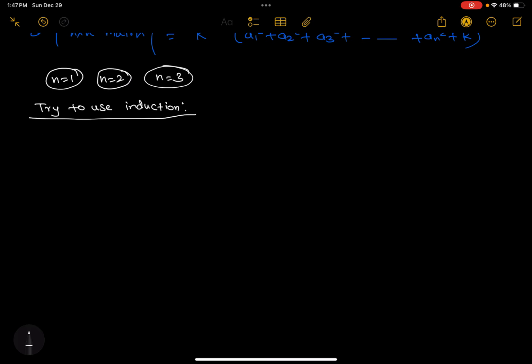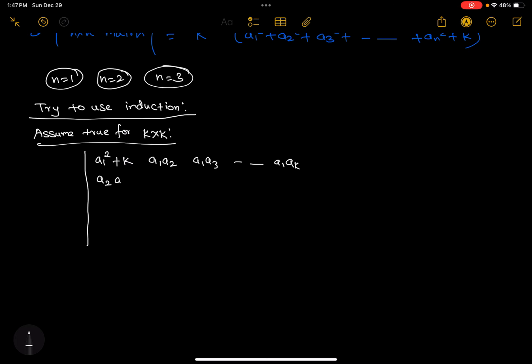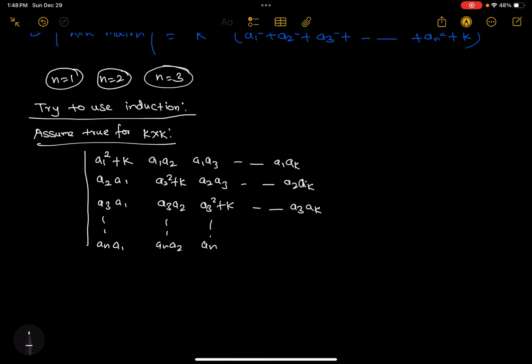First of all, to use induction, we'll basically assume it's true for a k by k matrix. So what that means is: a1 square plus k, a1 a2, a1 a3, up to a1 ak; a2 a1, a2 square plus k, a2 a3, up to a2 ak; a3 a1, a3 a2, a3 square plus k, up to a3 ak; and then an a1, an a2, an a3, up to an square plus k. We'll assume that this is actually true for k by k.